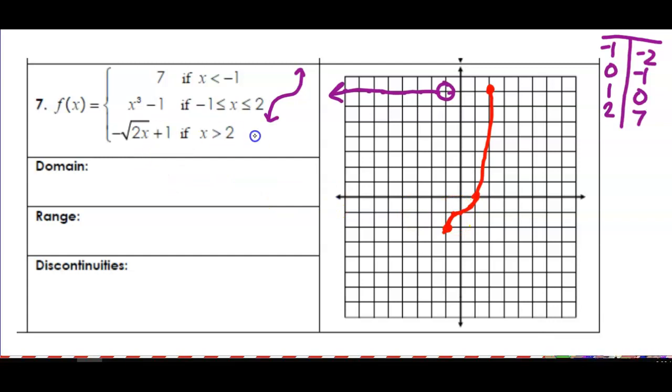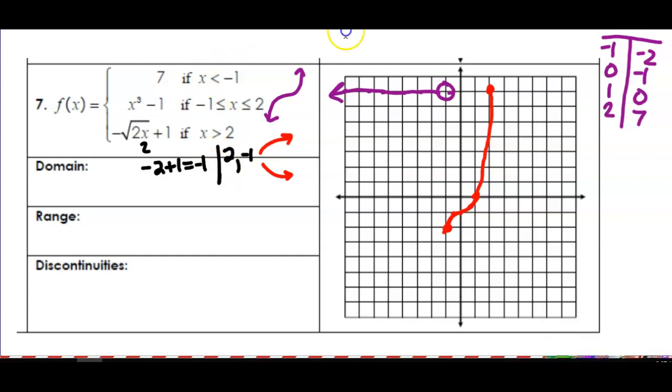Anyway, all right, then we have a square root graph, which normally goes like this. This one has a negative, so it's going like this. And we can put in values 2 and greater. You should put in 2, even though it's an open circle at 2, because it goes right up to that spot. So if I put a 2 in here, square root of 4 would be 2. This would make it -2 plus 1 is -1. So at 2, I got out a -1.